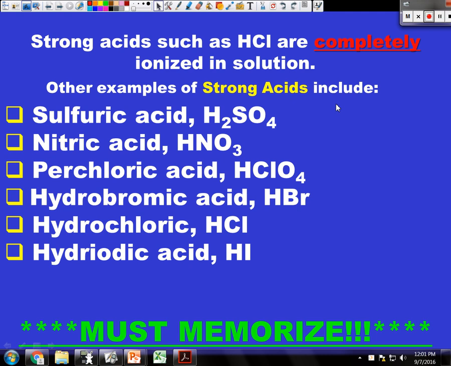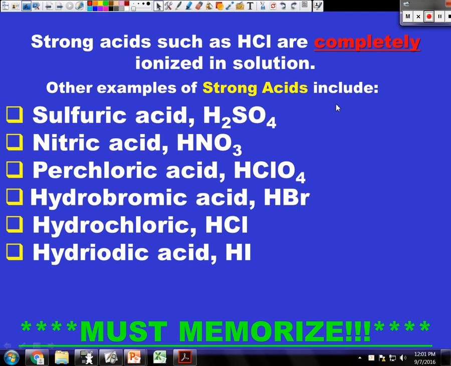Okay, so you don't have to memorize any weaks. You need to recognize them just to make sure. There'll be a few that you recognize, but these are your 6. We said sulfuric, nitric, perchloric, hydrobromic, hydrochloric, and hydroiodic. 2 things I want to go back and hit real quick.